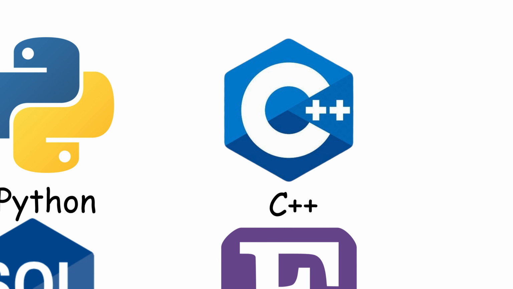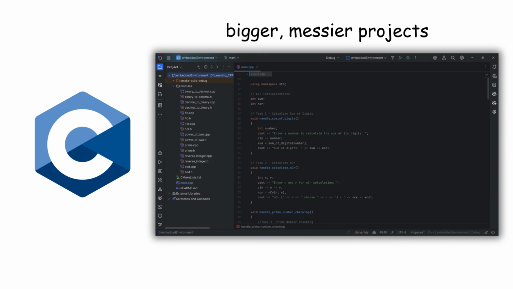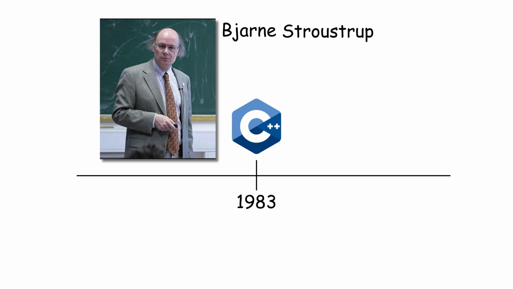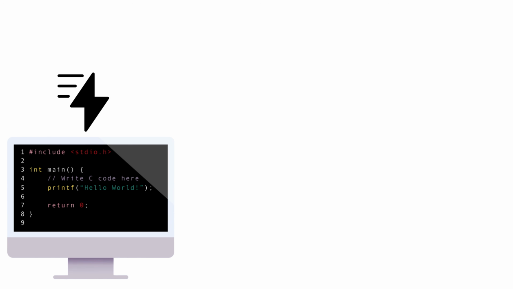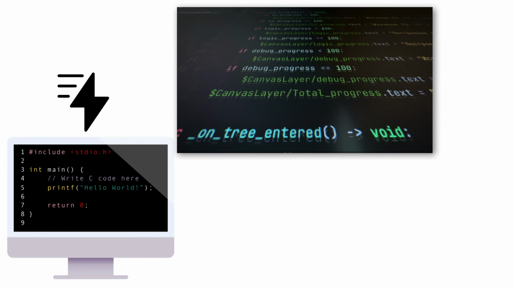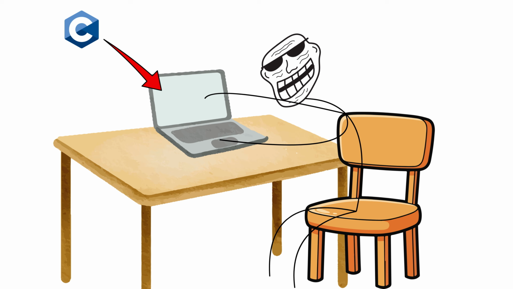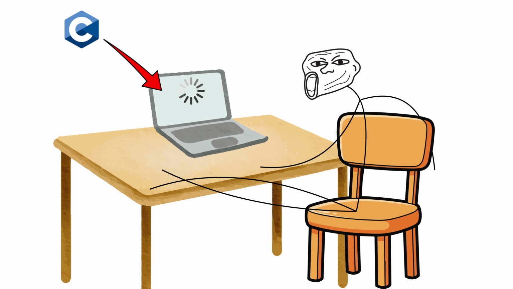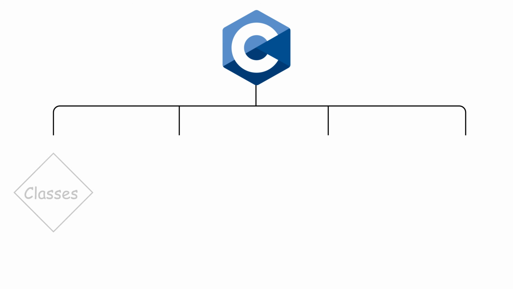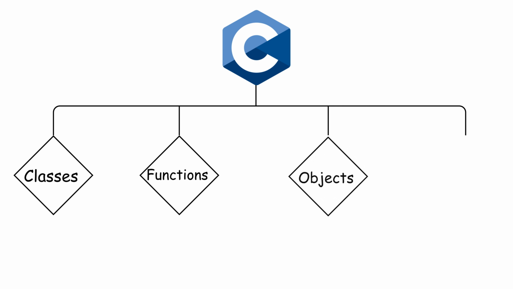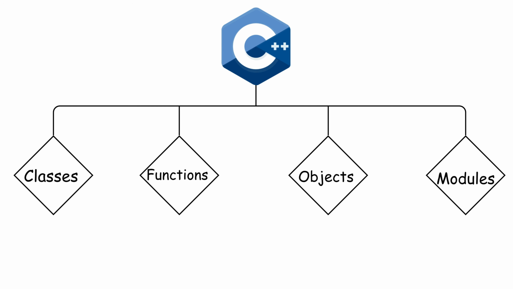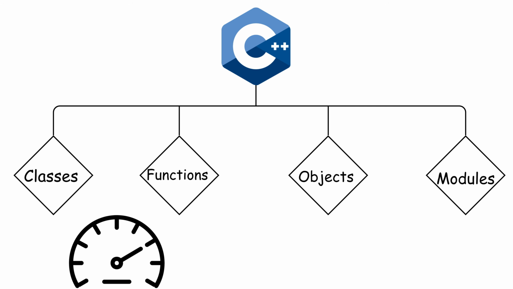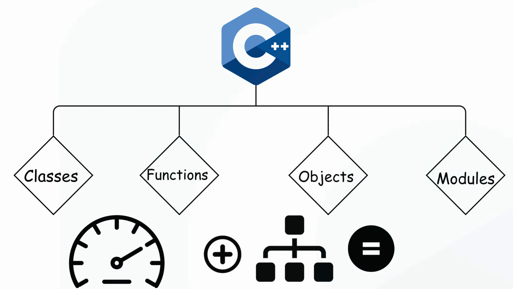C++. Picture C, but ready to handle bigger, messier projects. That's basically what C++ was built to be. It was created around 1983 by Bjarne Stroustrup. He liked how fast C was, but as programs kept growing in size, writing everything in plain C started getting hard to manage. So he took C and added ways to organize large, complicated code into smaller, more manageable pieces without giving up the speed that made C so good in the first place.